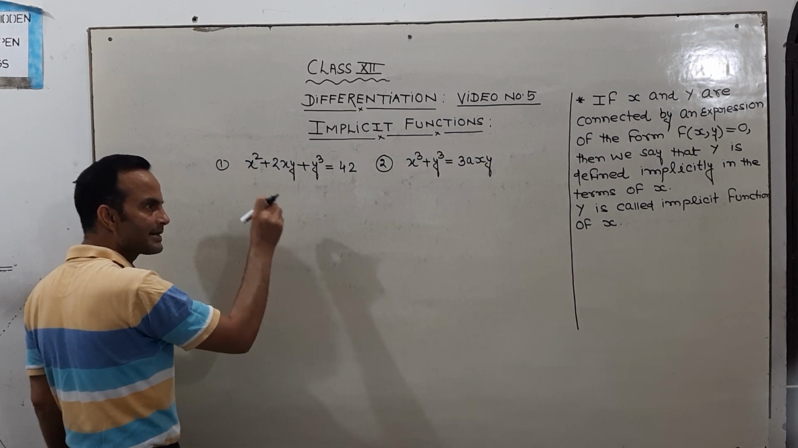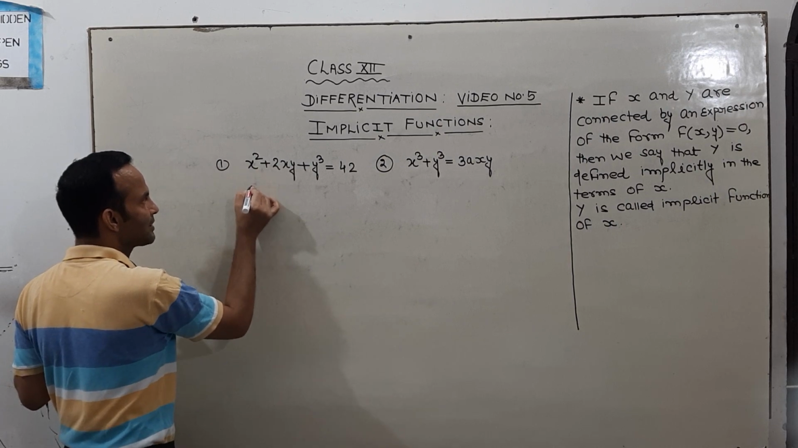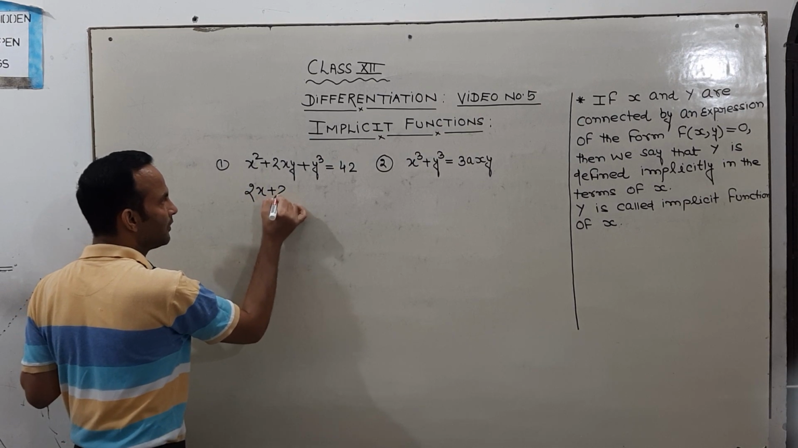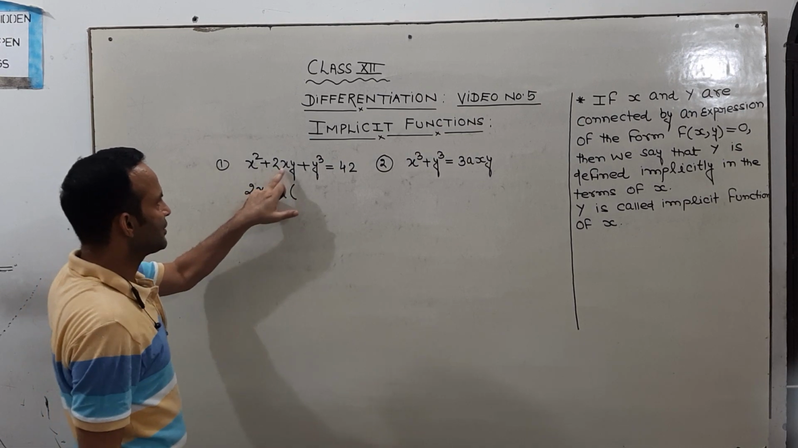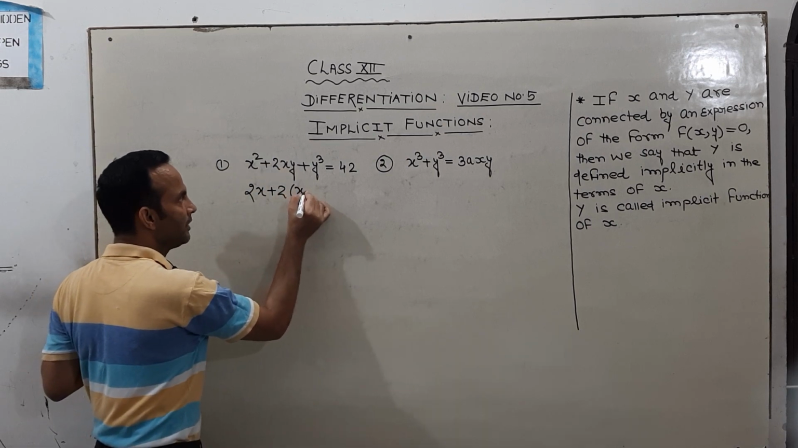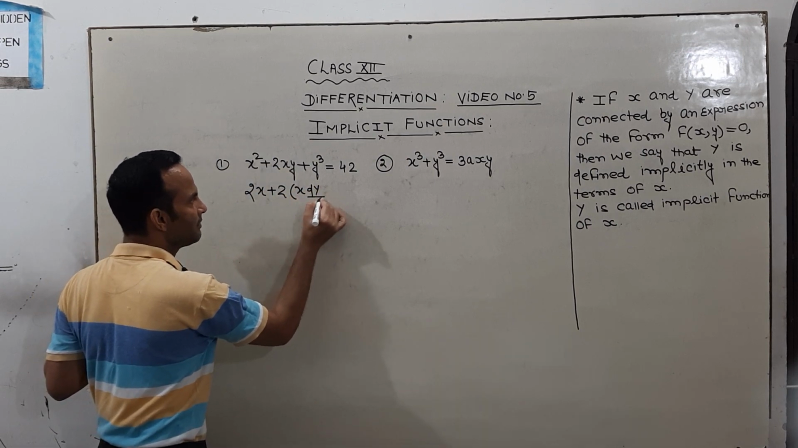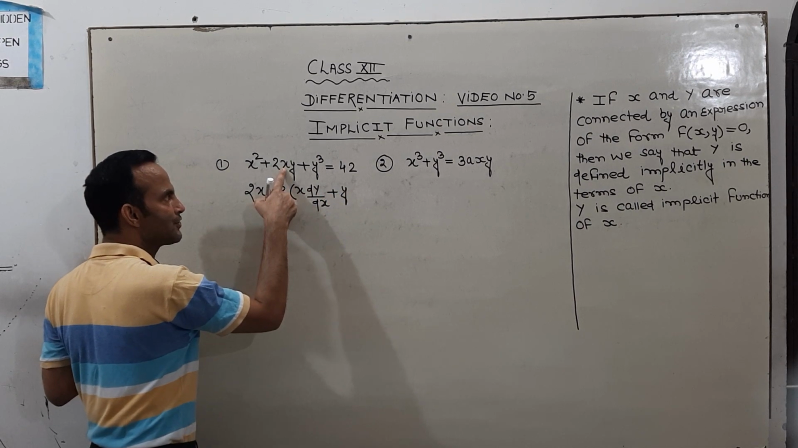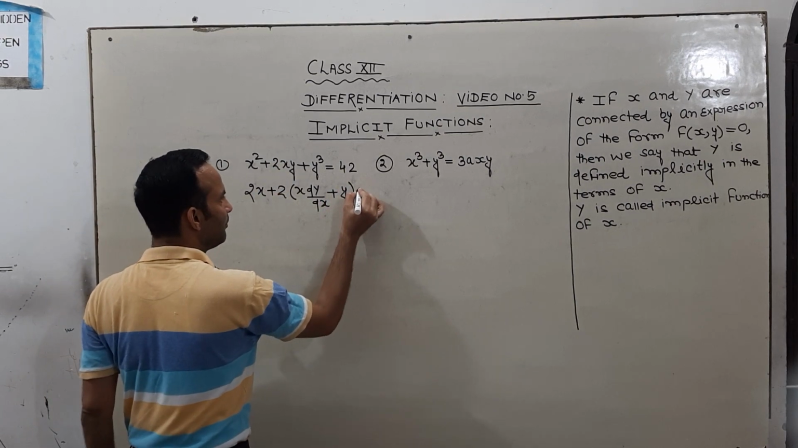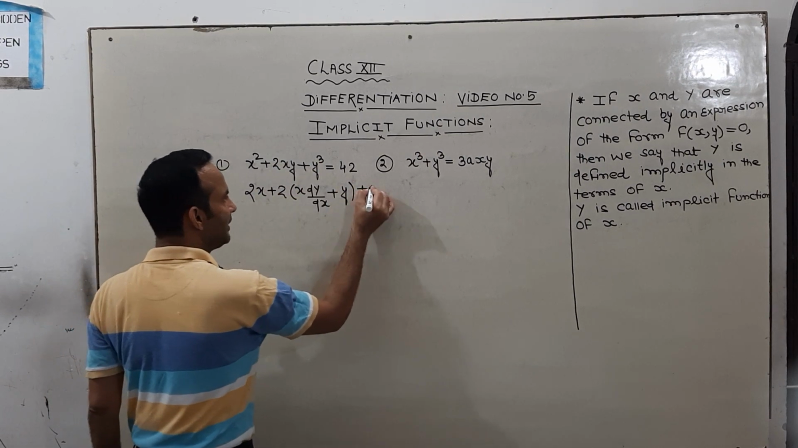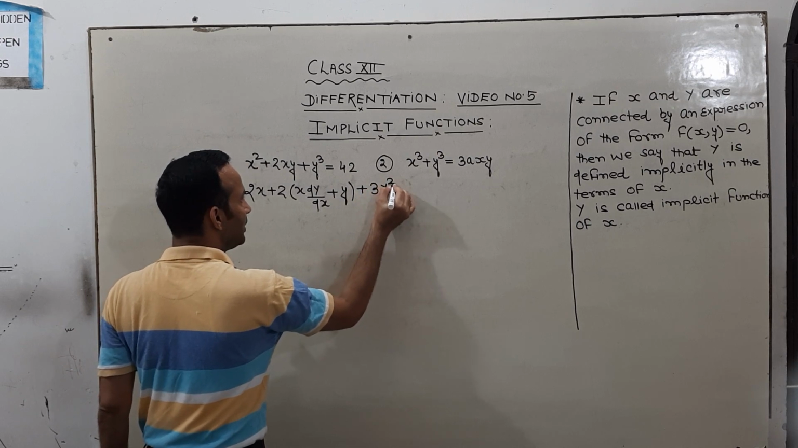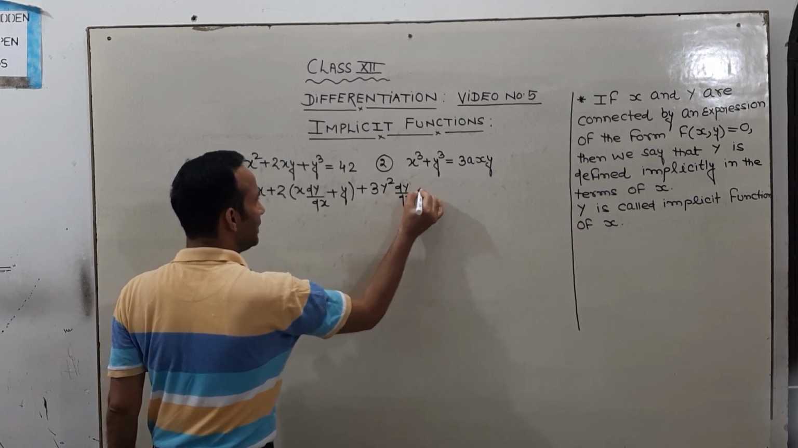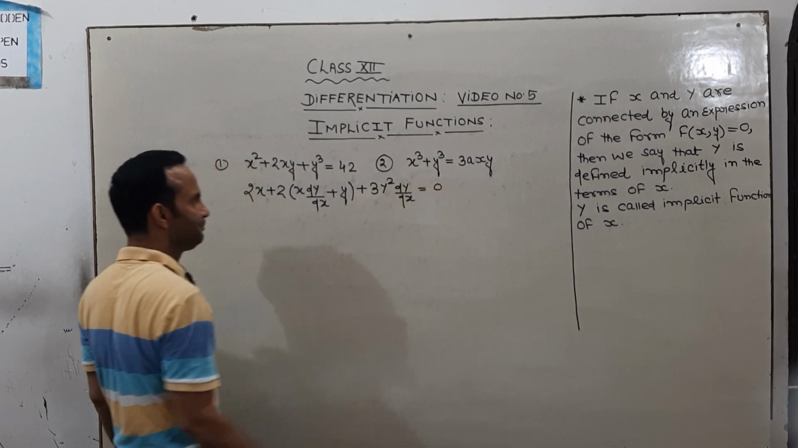Differentiate each part separately. Now see, differential of x square is 2x plus 2. Okay, now see, differentiation of xy: first function, differential of the second function, plus second function into differential of x, which is 1. Plus y raised to the power 3, that is 3y raised to the power 2, times the differential of y, dy over dx. The differential of constant is 0.